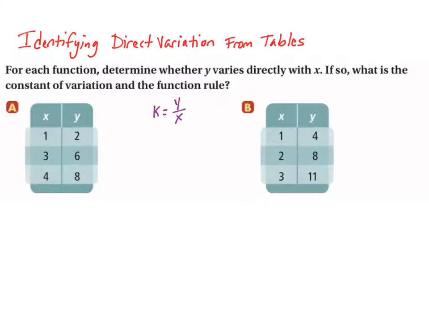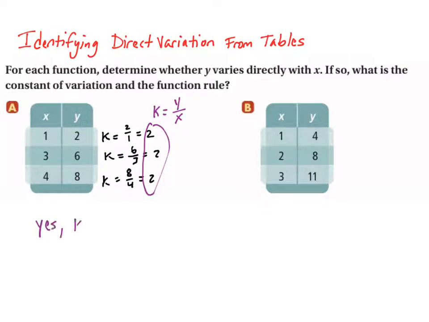So for the first one, if we're looking for k here, it would be 2 over 1, which would be 2. For the next set, we've got k equals 6 over 3, which is also 2. And then last but not least, we've got 8 over 4, which is also 2. Notice that all the values here are 2. So this is a direct variation, and our constant of variation is 2. And then when we want to write our function rule, we're just writing our direct variation equation. y equals, and now we'll use the actual k value, 2x.